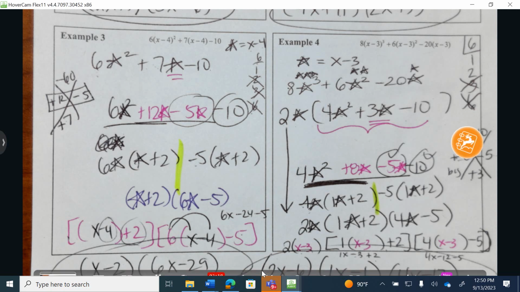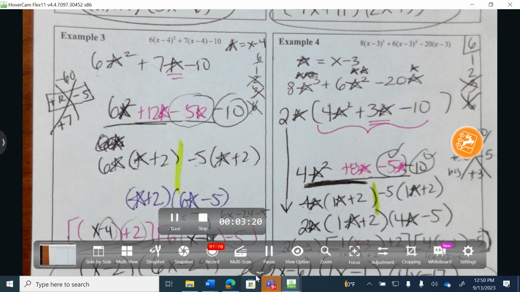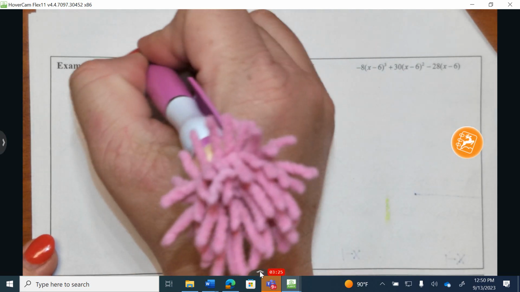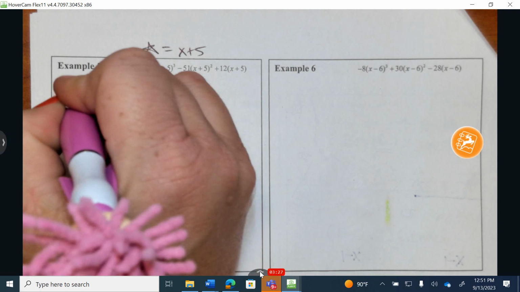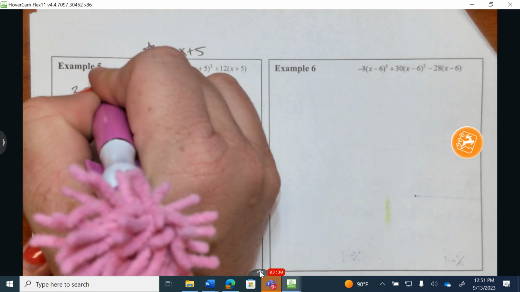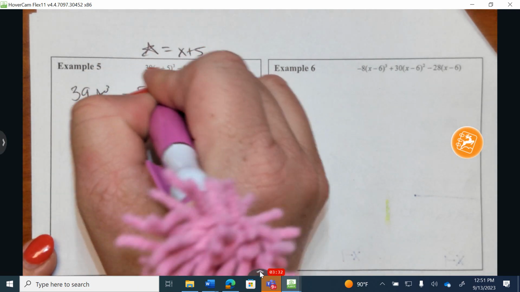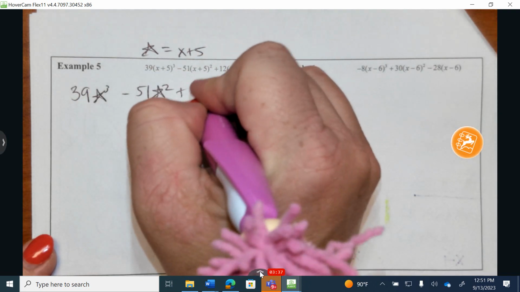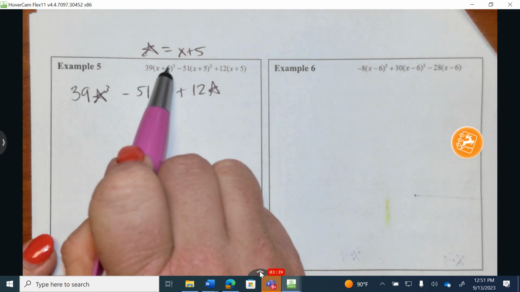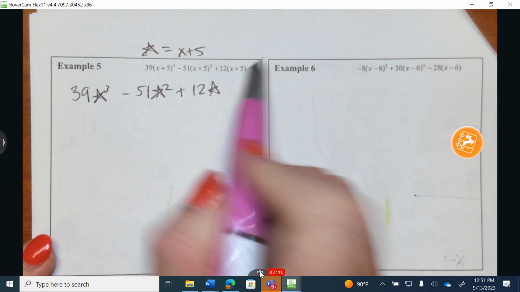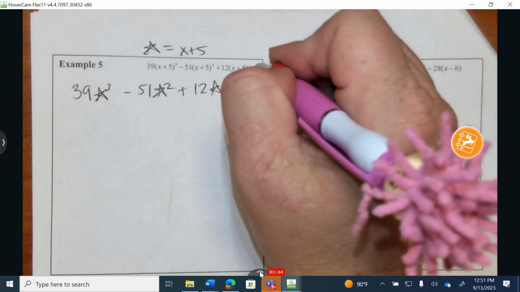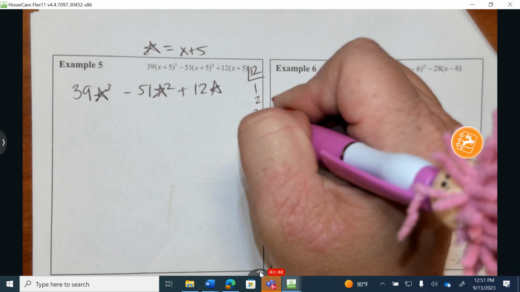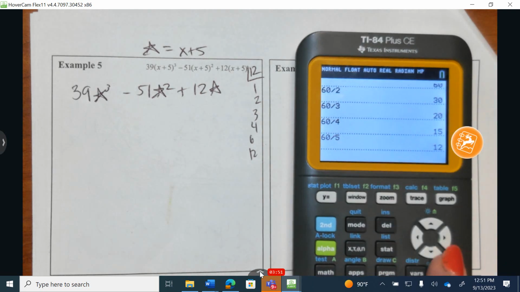Let's turn to the back. Example 5 looks overwhelming. So I'm going to start by saying star is equivalent to the quantity x plus 5. I have 39 star cubed minus 51 star squared plus 12 star. The smallest number is 12. 1, 12, 2, 6, and 3, 4. Let's figure out if we can factor out a numerical value.